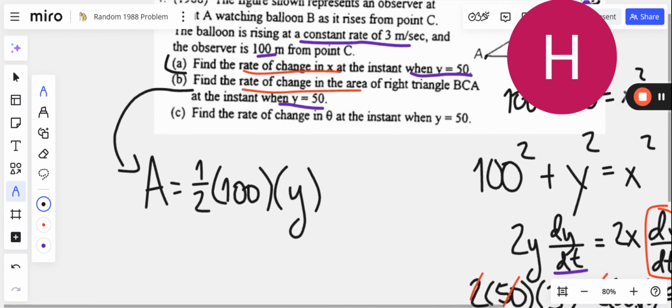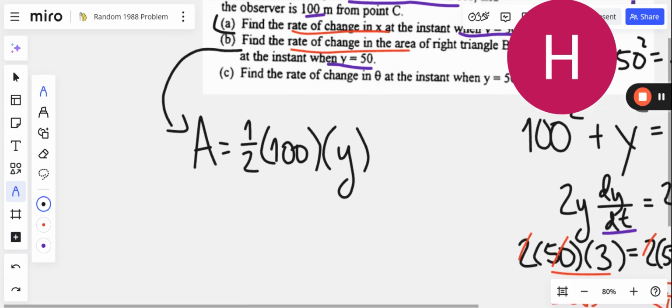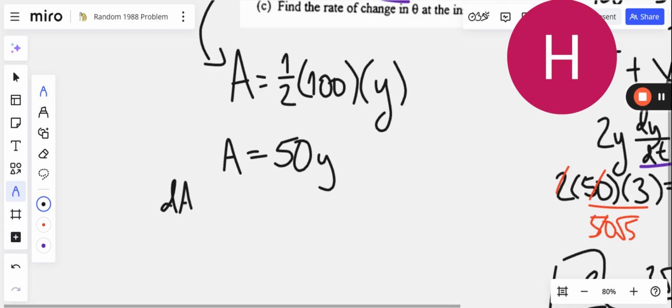So the mistake that a lot of students would make is they would plug in y equals 50 right now. That's not what we want. We don't want the area. We want the change in the area. So the area has an equation, 50y, and therefore the derivative, or the rate of change of the area, is 50 times dy dt.